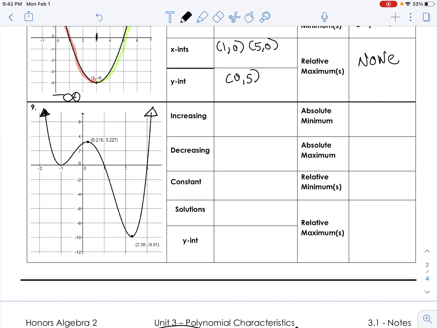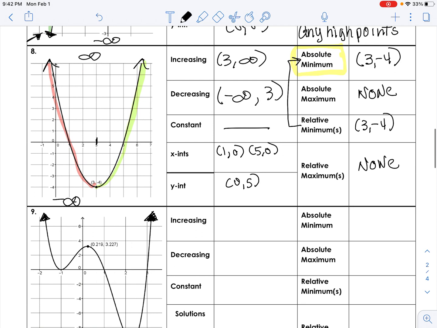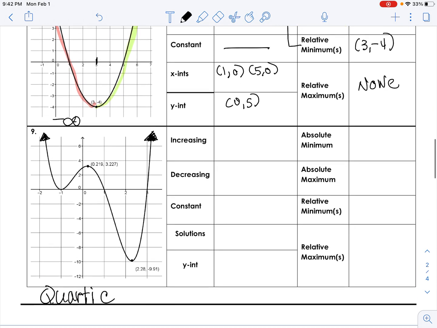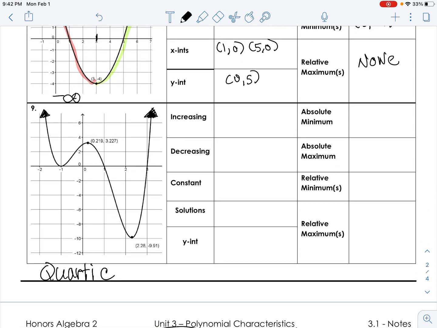Okay, let's try another one. Let's go ahead and put the arrows at the end of the polynomial. Now, both of those arrows are pointing in the same direction. So I'm going to tell you that this is in the quartic family. Now, how do I know that? Well, it's not quadratic because we just did a quadratic, and all of you know what a quadratic looks like. This is a quartic because it has bumps in between the ends of the graph. That's how you remember a quartic, okay?